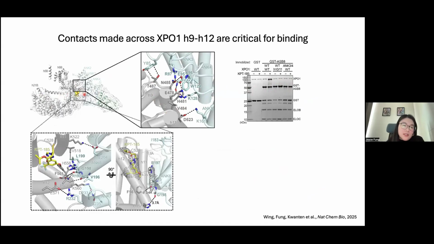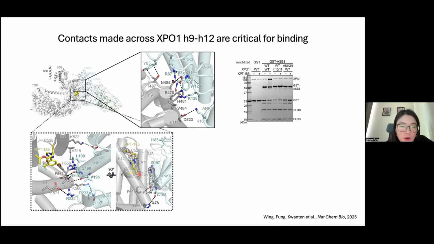What about the other side? The other side is mainly between a short loop in the bottom of ankyrin 6, VRGL, and it packs really close to the bottom of the NES groove and makes many main chain contacts. There's one side chain contact, which is between L199 and the hydrophobic groove here, and there's some charge-charge interaction on the distal end near HEAT 12.